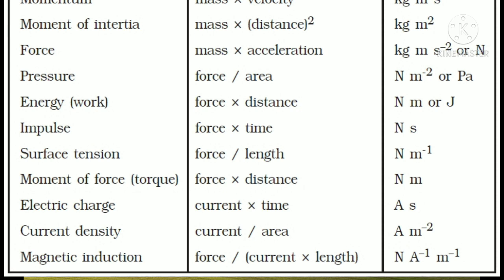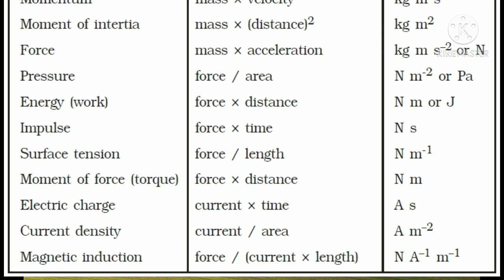Next one, impulse. Impulse terms also we are going to learn in the first lesson. The expression is force into time. A large force acting for a short time is called the impulse. Force into time, the unit is Newton second. Next one is surface tension. The force acting per unit length is called surface tension and the unit is Newton meter power minus 1.